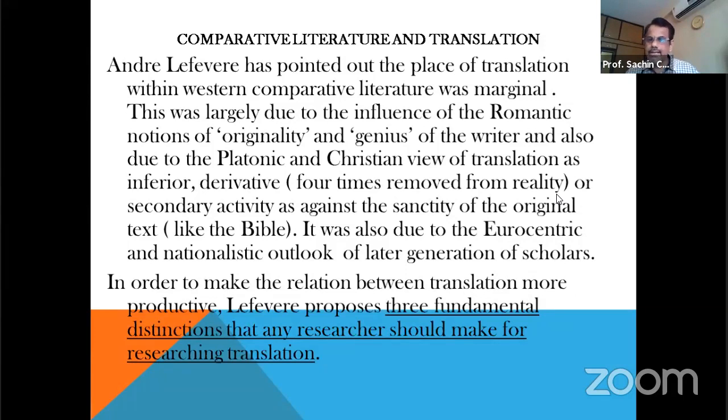The Christian view of translation is also very negative, with the Tower of Babel, where it's seen as God cursed man, and that's why there are multiple languages, and translation becomes a kind of necessary evil. Also because we see translation as involving tampering with the sanctity of the original. So because of all this cultural, civilizational, metaphysical underpinning, translation has been marginal to Western literary and cultural studies.